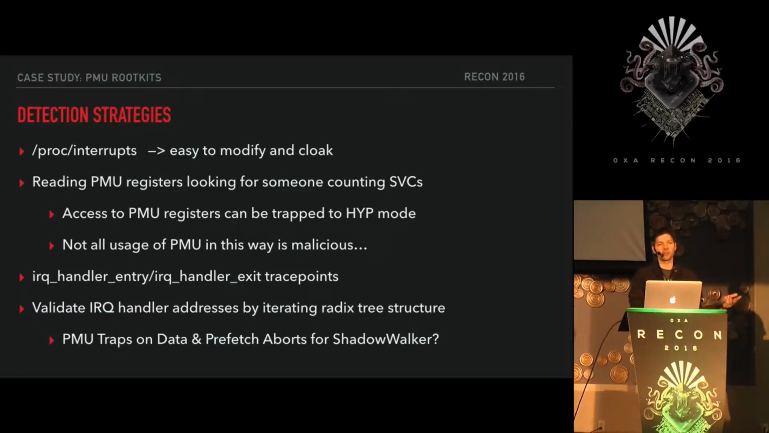There are trace points in the Linux kernel that you can't really avoid, or we couldn't avoid. And I suppose you could try to iterate. Linux has a radix tree that has all the interrupt handlers in it based on the IRQ number. So I suppose you could try to validate addresses in there, that the handler is in, maybe, the static kernel image or something. But if you're familiar with Shadow Walker, you might be able to do interesting things by trapping data or prefetch aborts, so that anytime somebody tried to read memory where our code lives, we could potentially trap that and then serve up bogus data like Shadow Walker did.